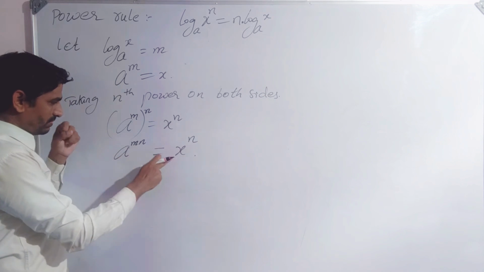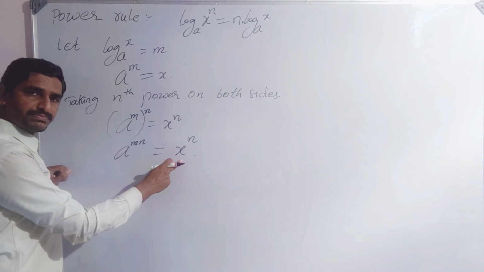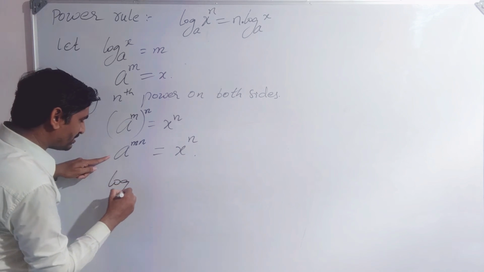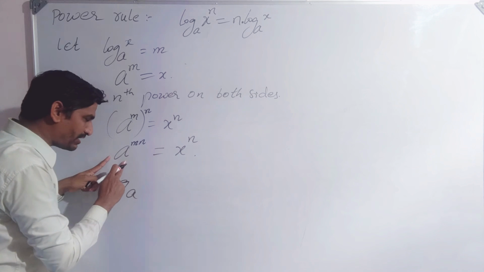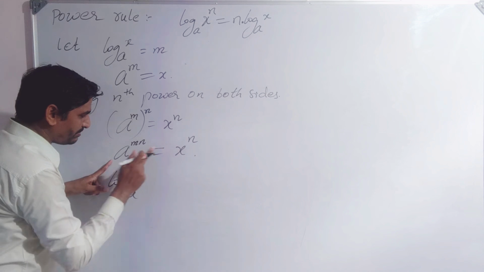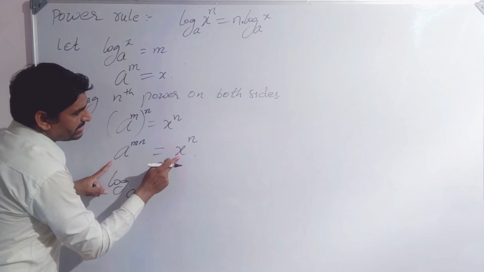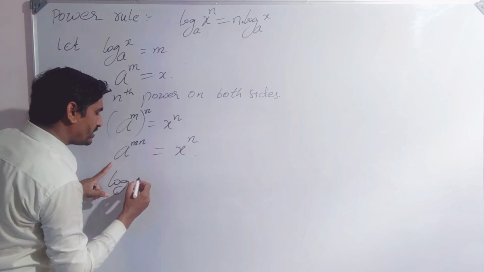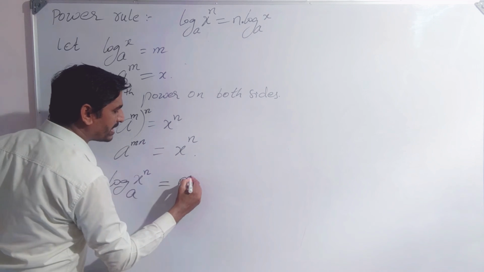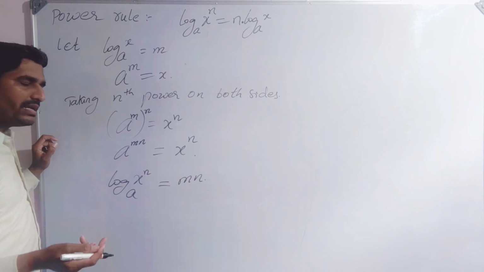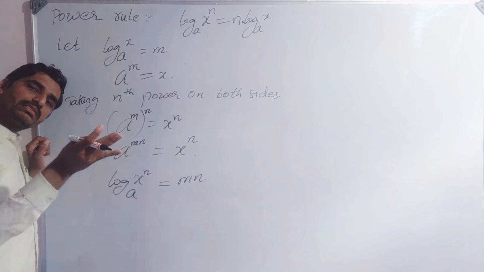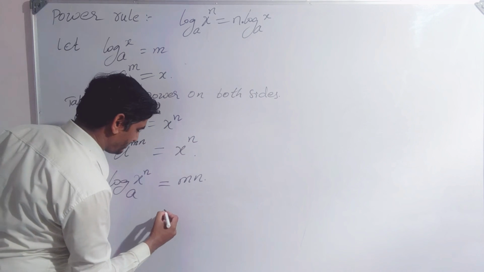Now what happens? These two are interchanged. This is the exponential form; take the logarithm to the base a. In this exponential form, the base is not changed and these two are interchanged. Logarithm to the base a: this comes here, this comes here. So the logarithm of x to the power n gives m into n. M into n, n into m, both are the same: 2 threes are 6, 3 twos are 6.